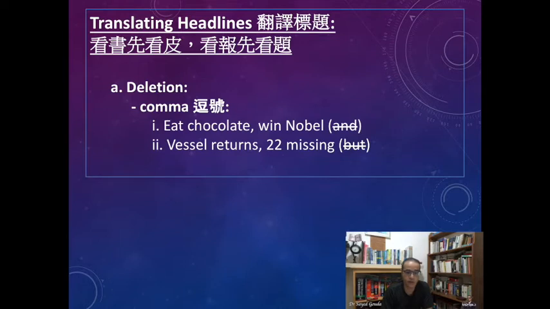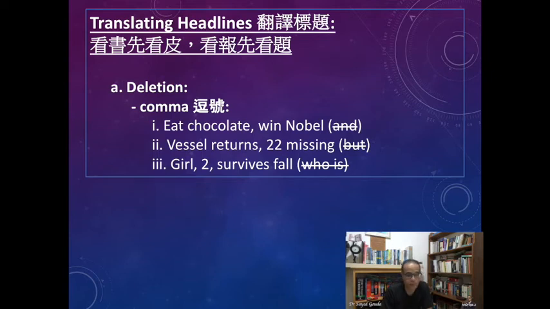Or "Vessel returns, 22 missing." Vessel returns but 22 missing. The comma here means but, and in the first sentence it means and. Or you say "Girl, 2, survives fall." So the comma here means girl who is 2 survives fall.